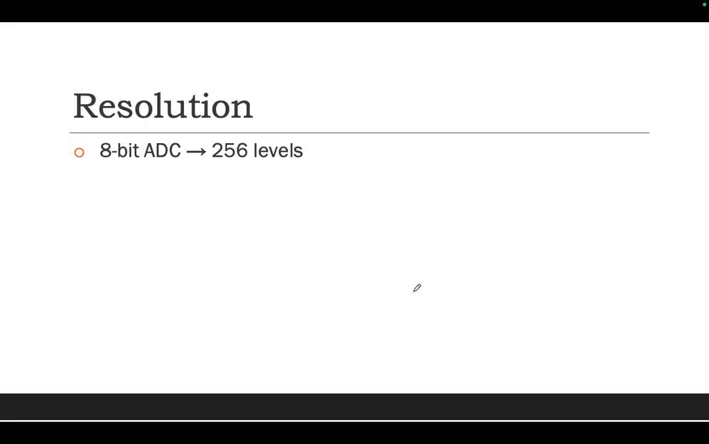Yeah, I have already given you the answer. 8-bit means it can represent 2 to the power of 8 numbers. Am I right? This is 0 in decimal, up to 255. Am I right? 0 to 255. So in total it will be 256 levels. Yeah, from 0 to 255 is 256 levels. Am I right? Yeah, and then this is the resolution.